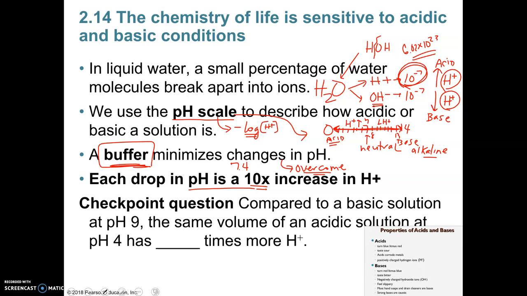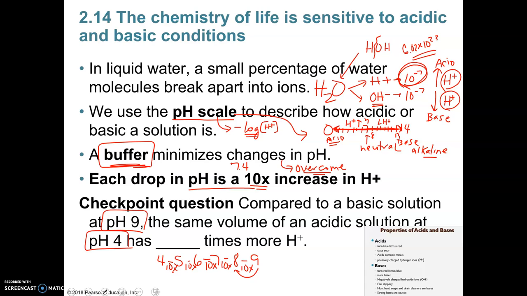But they say if you have a pH of 9 and you have a solution at a pH of 4, how many times more hydrogen does the pH of 4 have than 9? So you could do this. 4, 5, 6, 7, 8, 9. When it goes from 9 to 8, that's going to go up 10 times. From 8 to 7, 10 times more. 7 to 6, 6 to 5, 5 to 4.